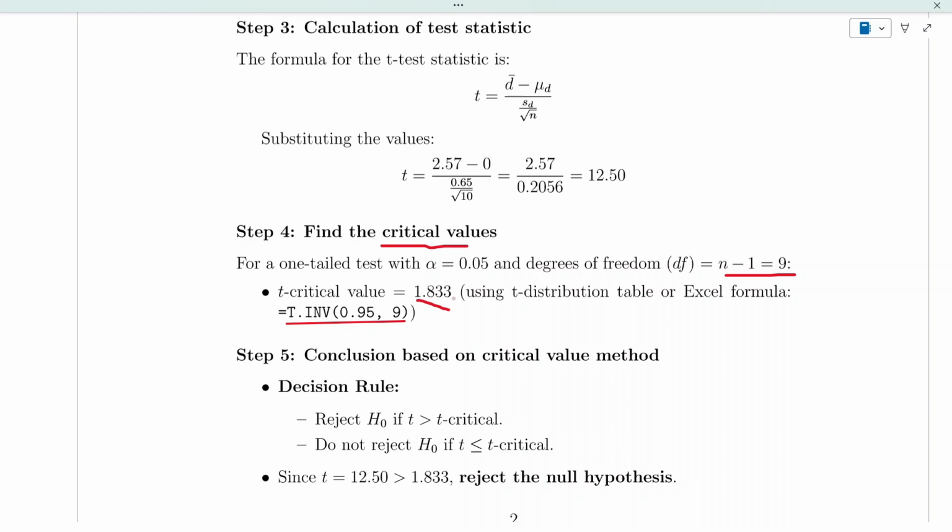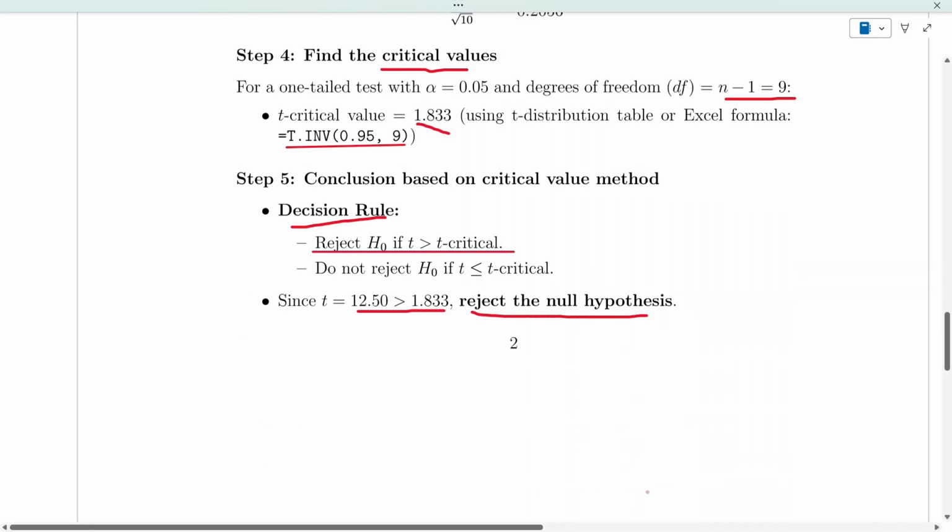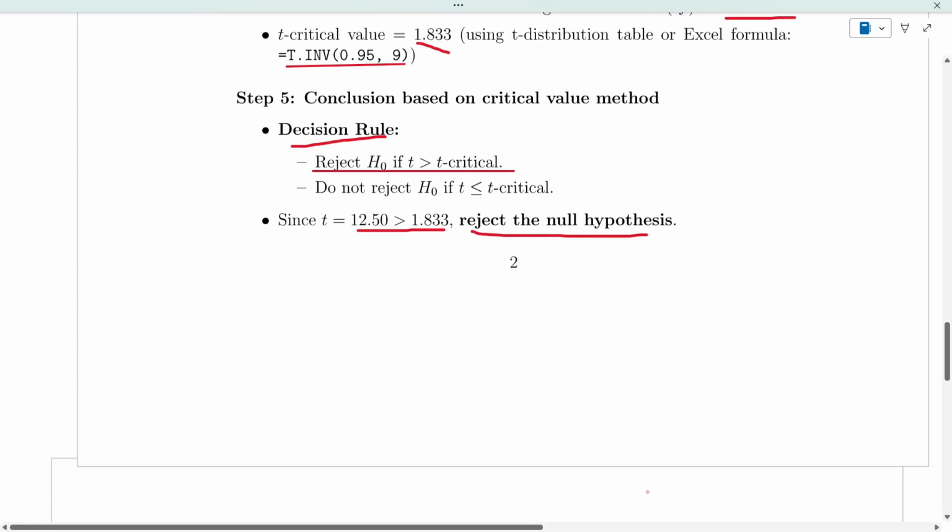In step 5, we draw a conclusion based on the critical value method. The decision rule says that if the test statistic is greater than the critical value, we reject the null hypothesis, and if the test statistic is less than the critical value, we do not reject the null hypothesis. For our data, the test statistic comes out to 12.5. Since 12.5 is much greater than 1.833, we reject the null hypothesis. This means there is strong evidence that the diet plan significantly reduces weight.